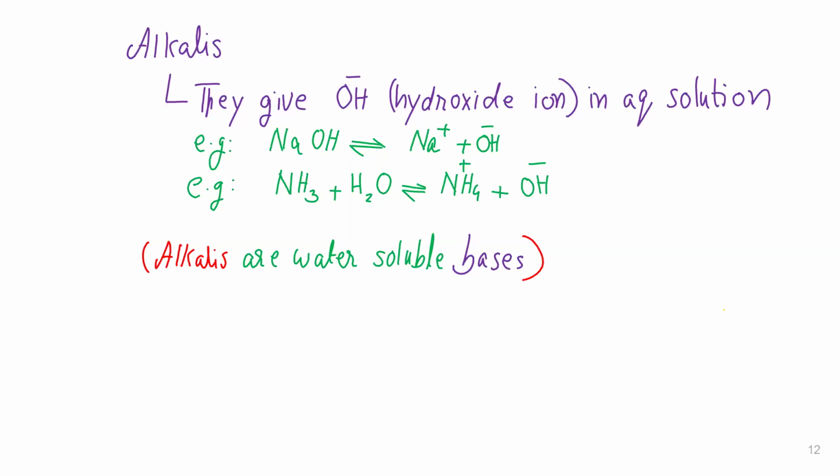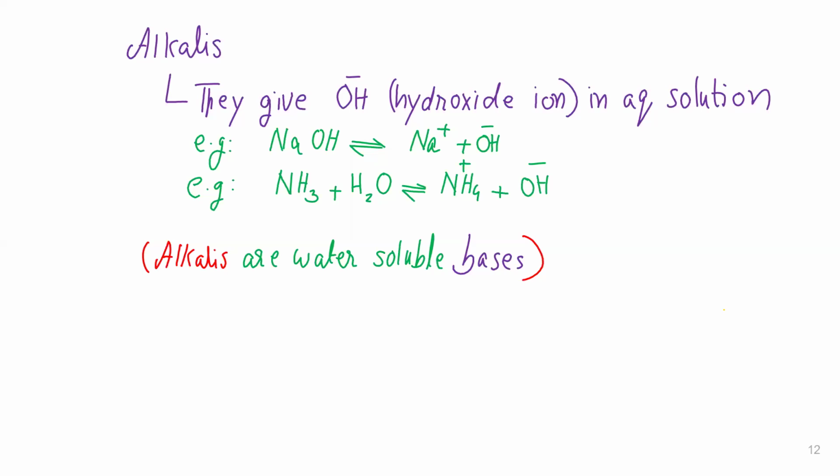Second, ammonia is a mild base. Alkalis are water soluble bases. Now absorb these equations. Equations are really very important. So you see how there's sodium hydroxide, and below it is NH3. NH3 is ammonia, and NH4 plus is ammonium.